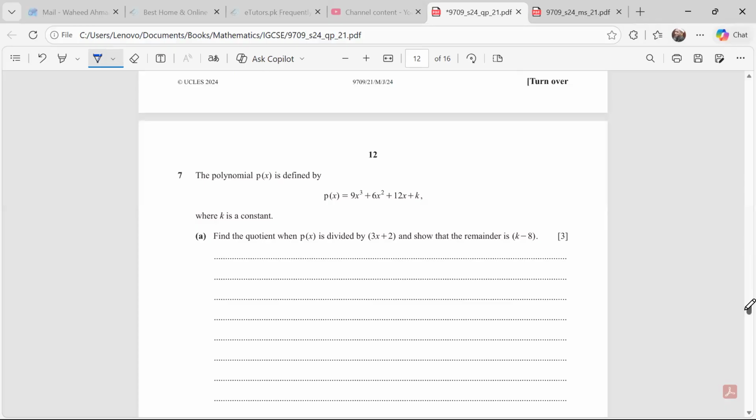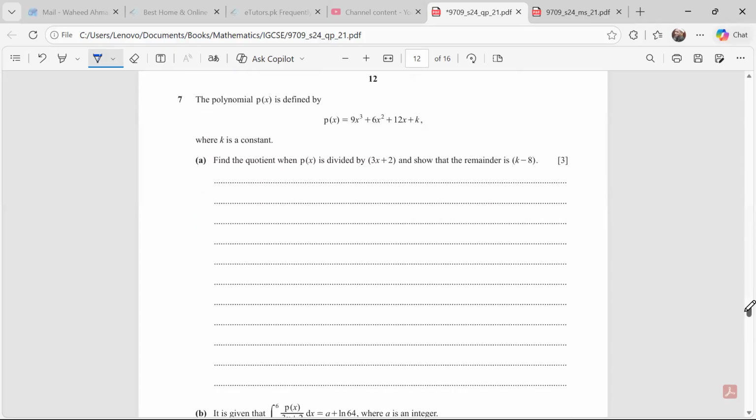Now, next question. The polynomial is given by this expression, and find the quotient when p of x is divided by this expression. So I will do it by long division. I have 9x cubed plus 6x squared plus 12x plus k, and I want to divide it by 2x plus 3.